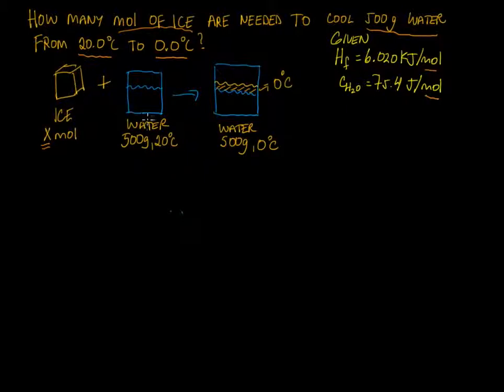And when the two are mixed, the original water down on the bottom is 0 degrees Celsius, and the newly created ice water is 0 degrees Celsius. So we have more than 500 grams. We have 500 grams of water down here and a few grams of water up here, but basically the final temperature is 0 degrees Celsius. So it's easier to solve this problem here.